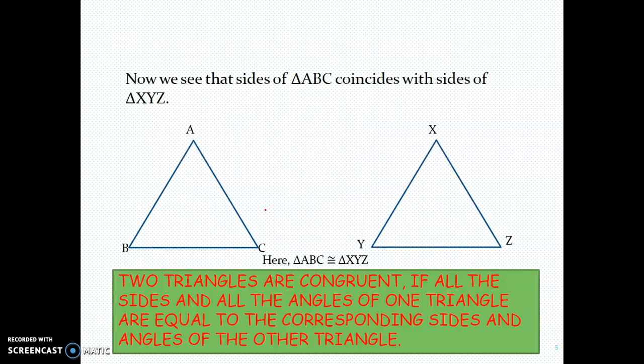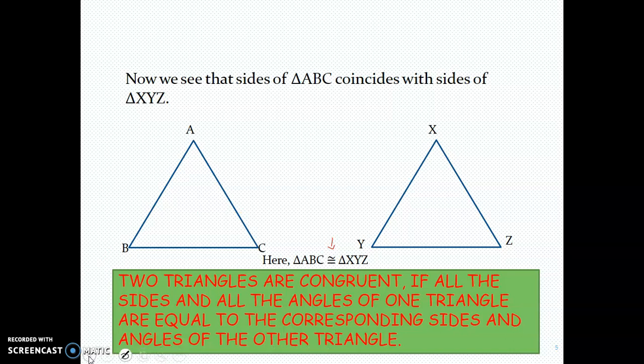Next, we see that the sides of triangle ABC coincide with the sides of triangle XYZ. Here, this notation is of congruence. Can you see this notation? We say triangle ABC is congruent to triangle XYZ, which means two triangles are congruent if all the sides and all the angles of one triangle are equal to the corresponding sides and angles of the other triangle. I explained in the previous slide.